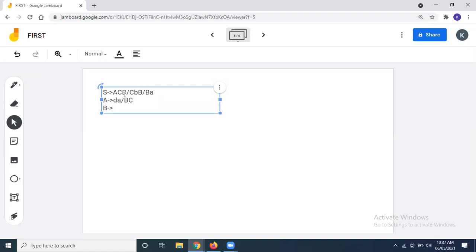All of you note down all these things. Okay, so this is the example. Find first of all the symbols, that is S, A, B, and C.